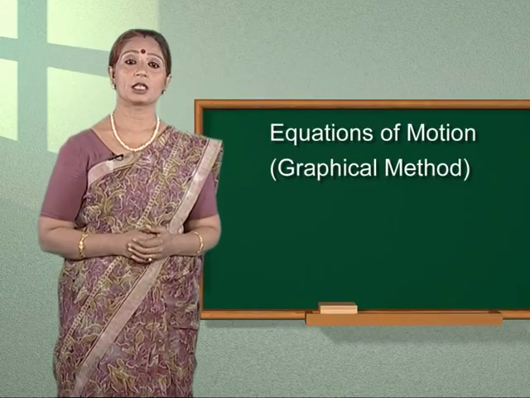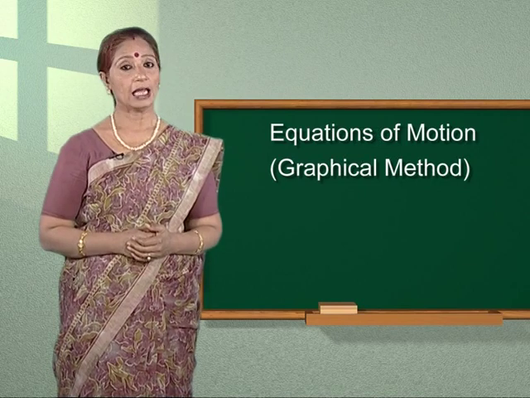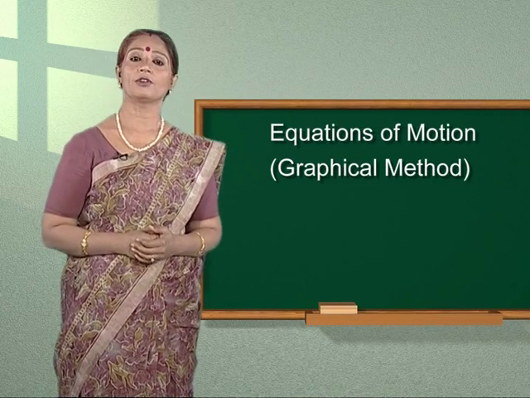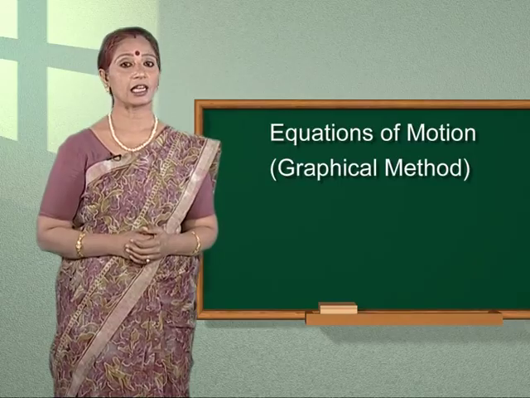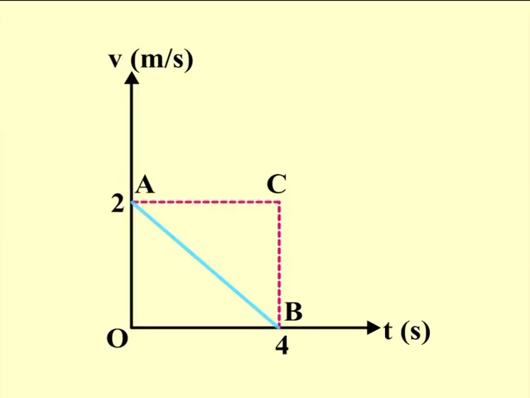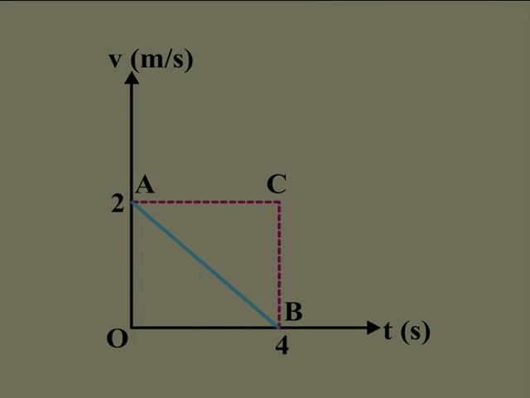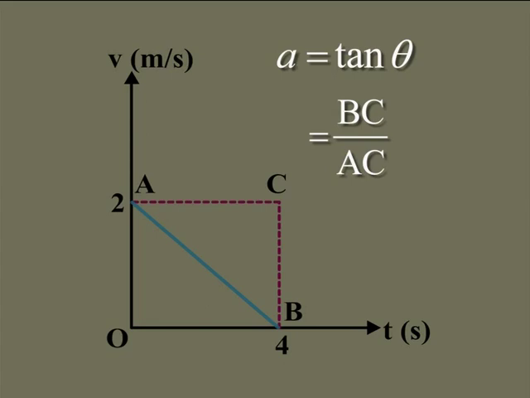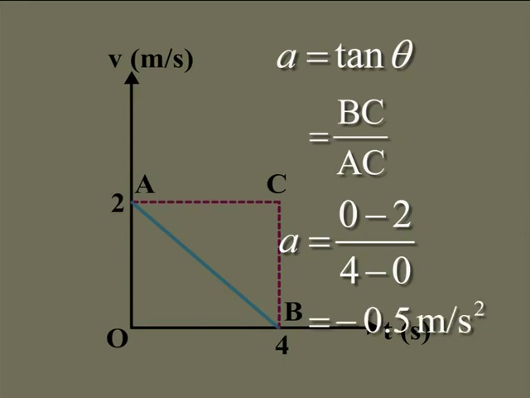Since the motion is a uniform acceleration motion, hence the velocity time graph of the motion should be a straight line graph. For the measurement of acceleration, we have to measure the slope or tangent of the graph, which is the ratio of BC and AC. Therefore, acceleration a is equal to (0 minus 2) upon (4 minus 0), which gives a equal to minus 0.5 meter per second square.